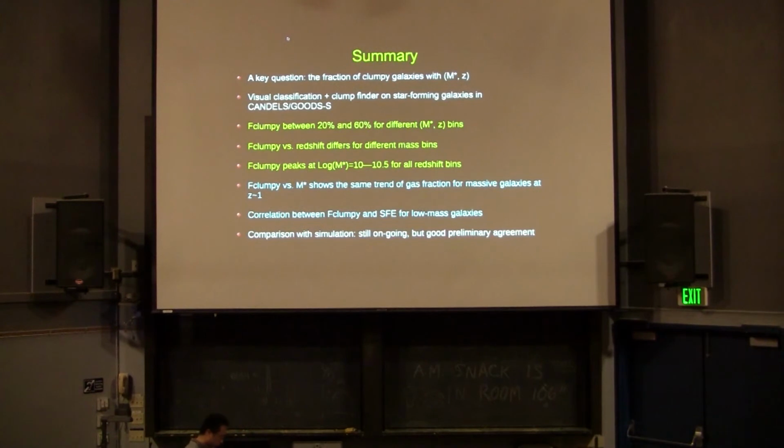So this is a summary of my talk. We answered the question of what the fraction of clumpy galaxies is at a given stellar mass and redshift bin. And the result is that F clumpy runs from 20% to 60%. F clumpy versus redshift changes for different stellar mass bins, but F clumpy versus stellar mass always peaks around 10 to 10.5 for all redshift bins. And we discussed some correlation and association of F clumpy with gas fraction and star formation efficiency. So that's all I want to say. Thank you.